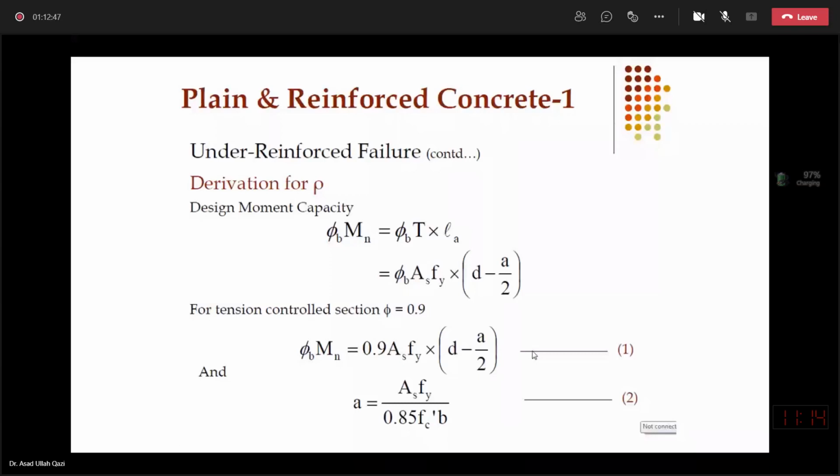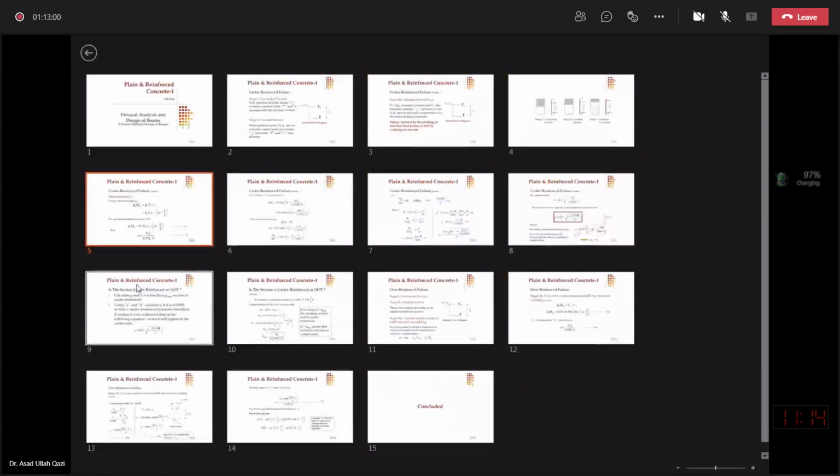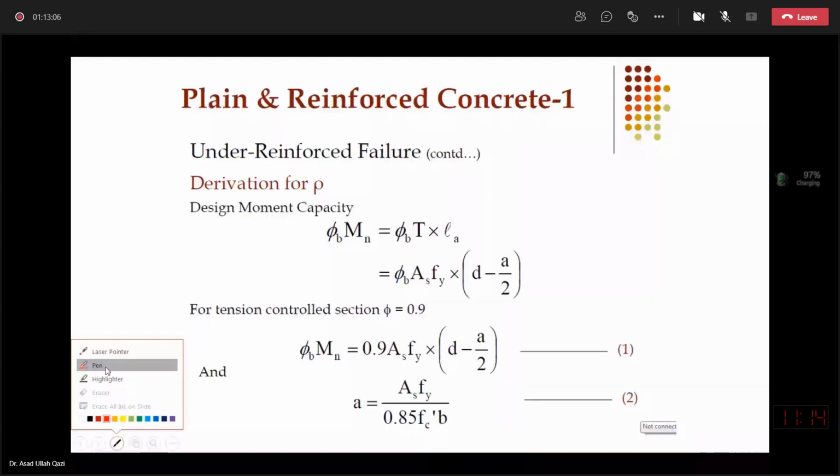Now, in order to calculate area of steel, we are going to derive a useful expression which will help us to determine the area of steel for design problems.